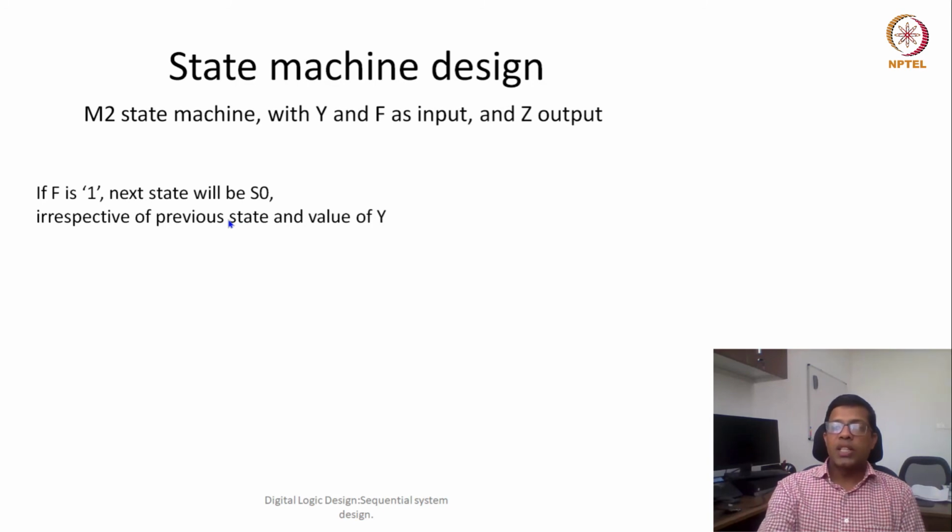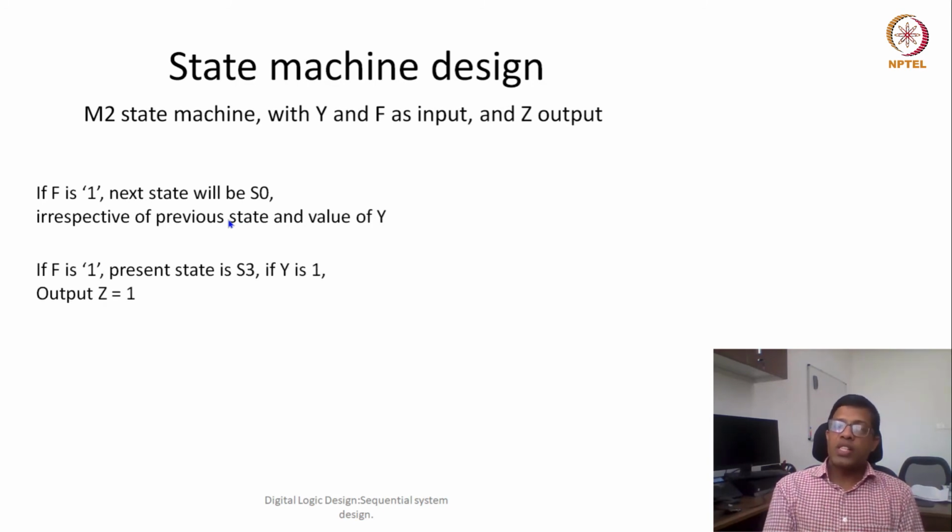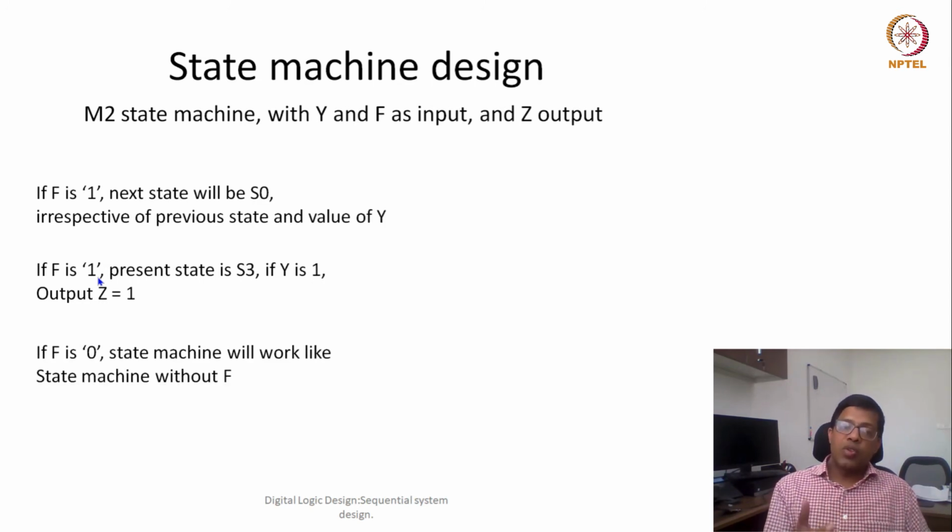So that is one thing. The other thing is that if f is 1 and the present state is S3, and y is 1, then the output could be 1, but the next state is going to be S0. So there could be different outputs, but the next state is always going to be S0 if f is 1. But if f is not 1, then the state machine will work like a regular state machine, whatever we have designed in our previous slide, like a regular state machine even without f.